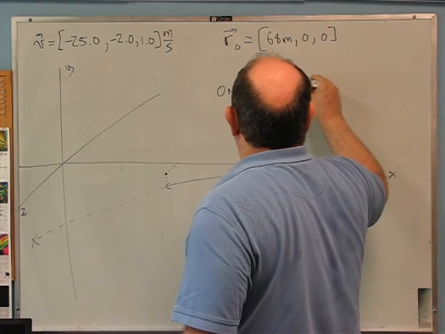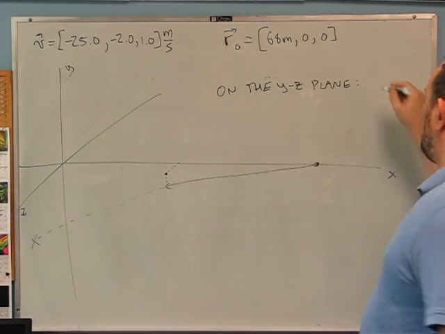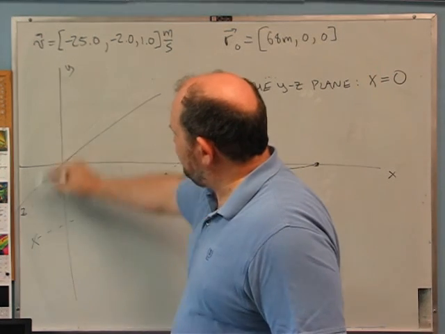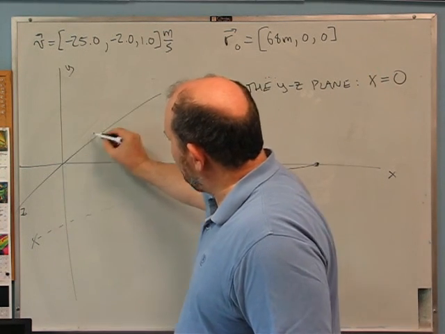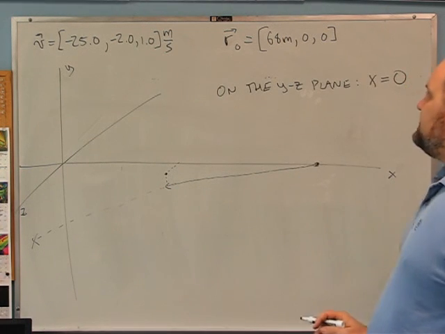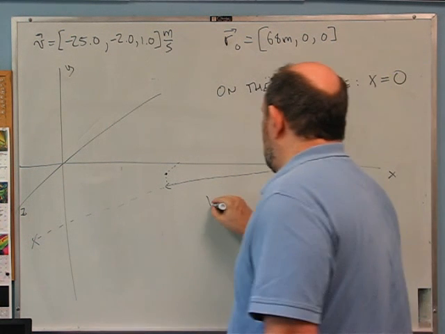On the yz plane, well, the yz plane is defined by all points that have x equal to 0, right? That's what that is. The yz plane is this plane here, and that's where x is 0. Everywhere x is 0 is the yz plane. Good. So what I need to do is figure out when is x 0.